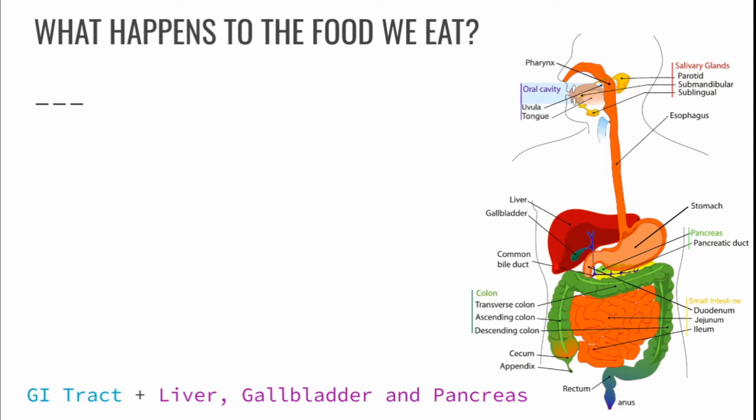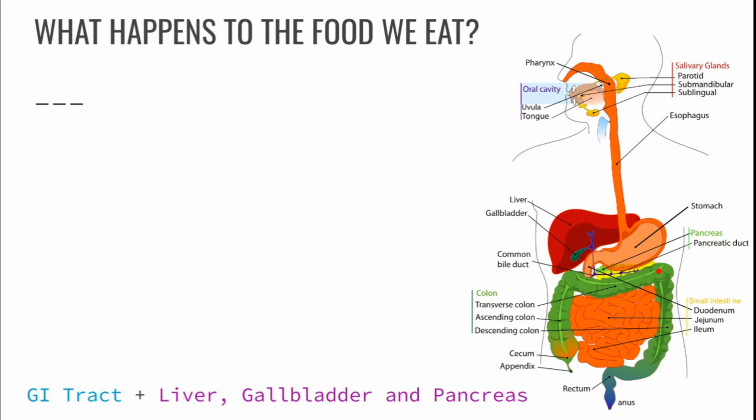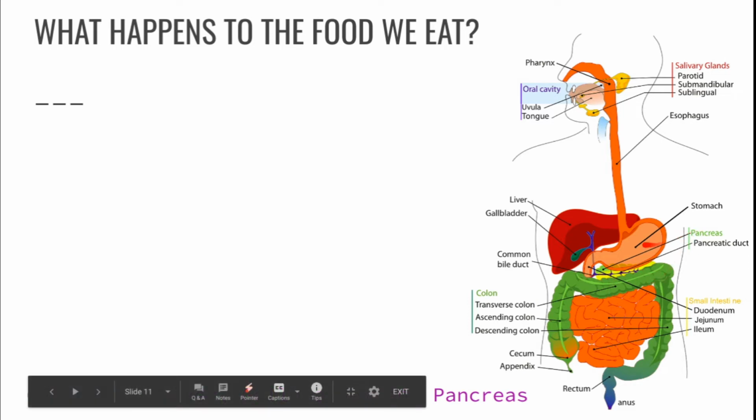Liver is a reddish brown color organ which secretes the bile juices, and these bile juices are stored in the gallbladder, and this gallbladder is connected to the small intestine through the bile duct. And the last organ is the pancreas. This is a cream color organ which secretes the pancreatic juices into the small intestine through the pancreatic duct.